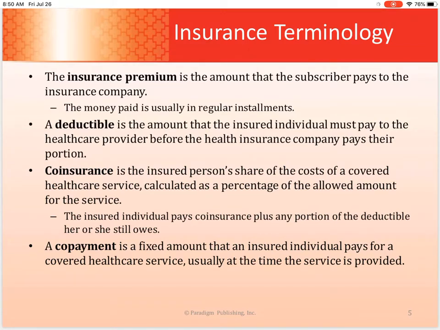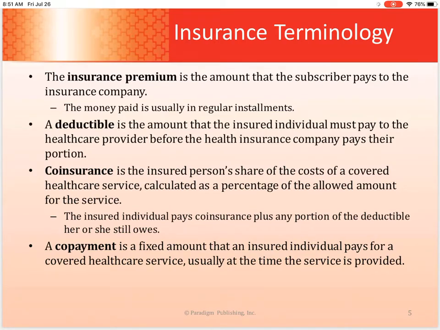Your copayment is the fixed amount that an insured individual pays for a health care service, usually at the time the service is provided. So anytime you've gone to the doctor, you typically have a copay that you pay right then. Maybe $15, maybe $20. In some cases, seeing a specialist could be up to $35, maybe more. But that's the money that you're going to pay right then at the time of service.